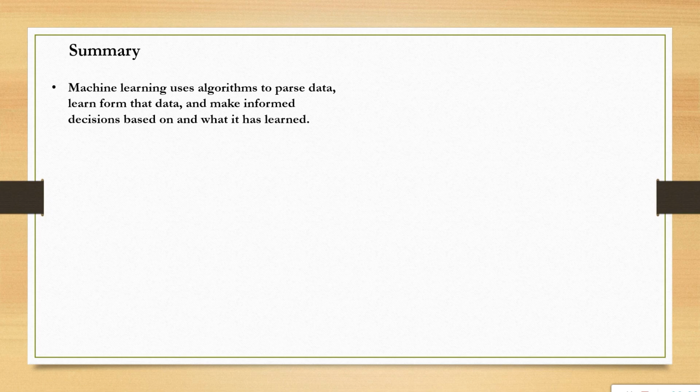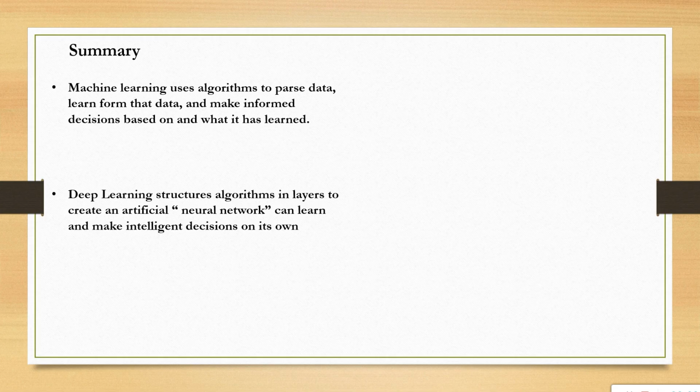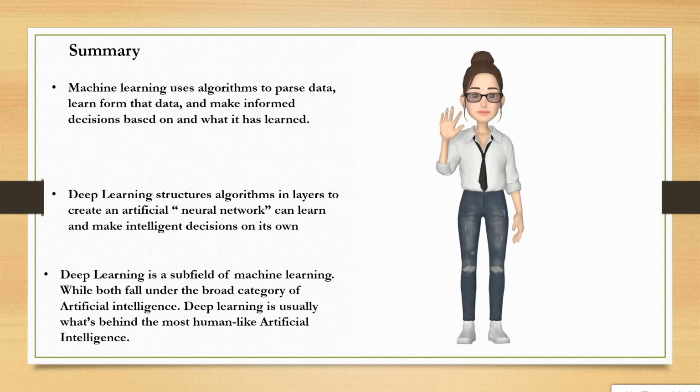So let me summarize things for you. A machine uses an algorithm to parse the data, learn from the data, and make informed decisions based on what it has learned. Now, deep learning structures algorithms in layers to create artificial neural networks that can learn and make intelligent decisions on their own. Finally, deep learning is a subfield of machine learning, while both fall under the broad category of artificial intelligence. Deep learning is usually the force behind the most human-like artificial intelligence.